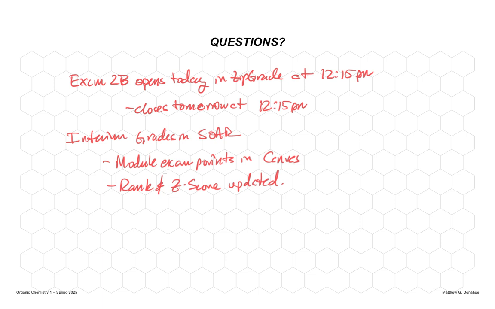So rank is just where you sit out of your cohort, and the Z-score is based on how many points you have relative to the average and the standard deviation. So 0 is essentially average, and anything that's positive means you're performing better than the cohort. Anything that's negative means that you're performing below the average.